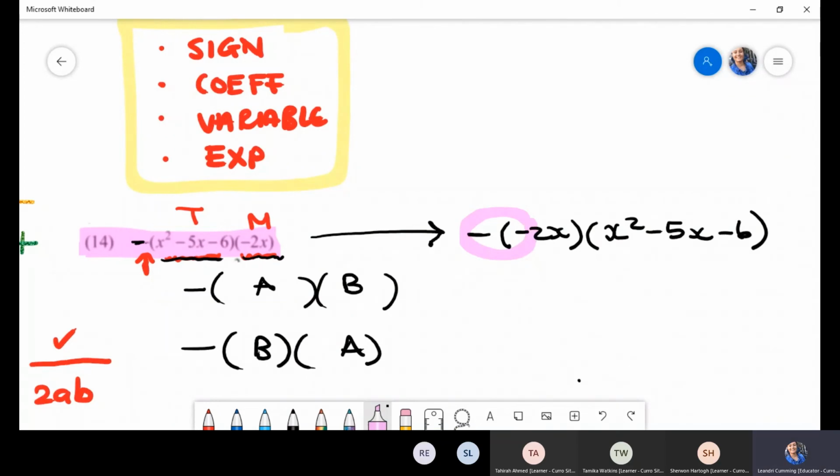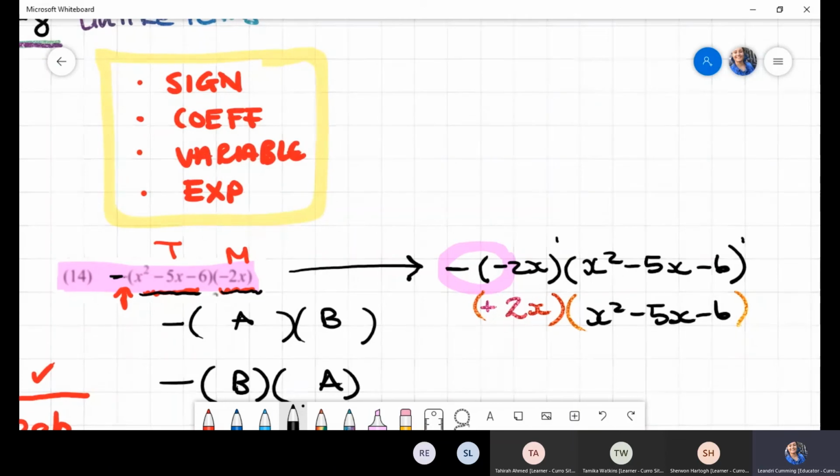Why am I allowed to multiply this sign into this bracket? Because the power of this bracket is still 1. The power is not being raised. Therefore, we may go forward. And that gives me a positive 2x. Now that positive 2x will be multiplied into my trinomial. And now let's fire away, but we've got our little checklist.